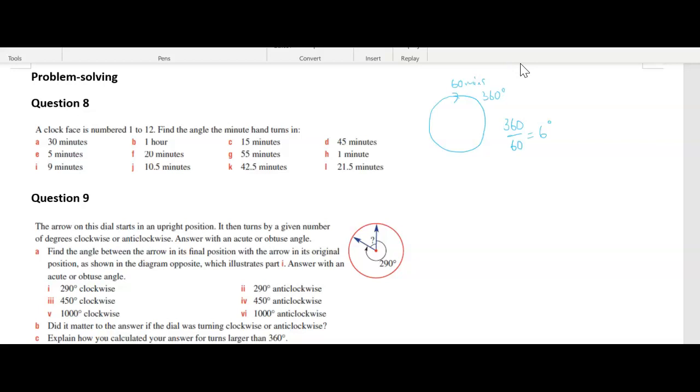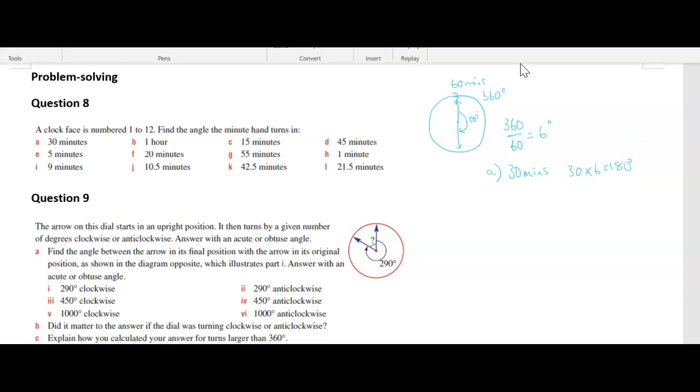Okay, so for, let's say, question A, you've got 30 minutes. So it's just going to be 30 times 6, which is 180. And when you think about it, your minute hand has gone from pointing at 12, and then in 30 minutes, it's now gone here. So it's gone half a circle around the clock face. So half of 360 is 180 degrees.